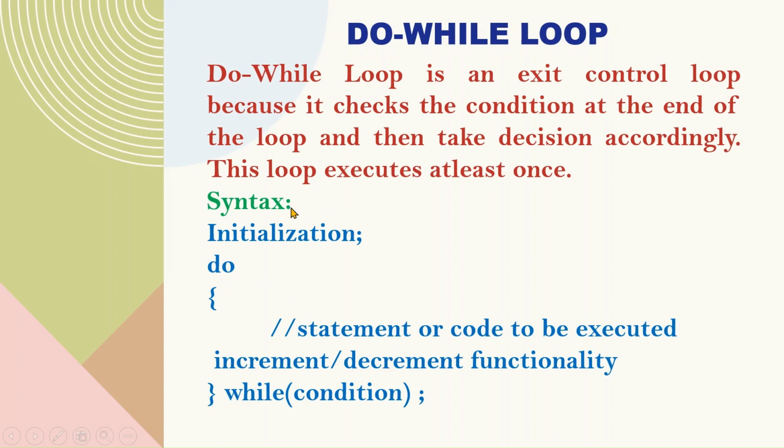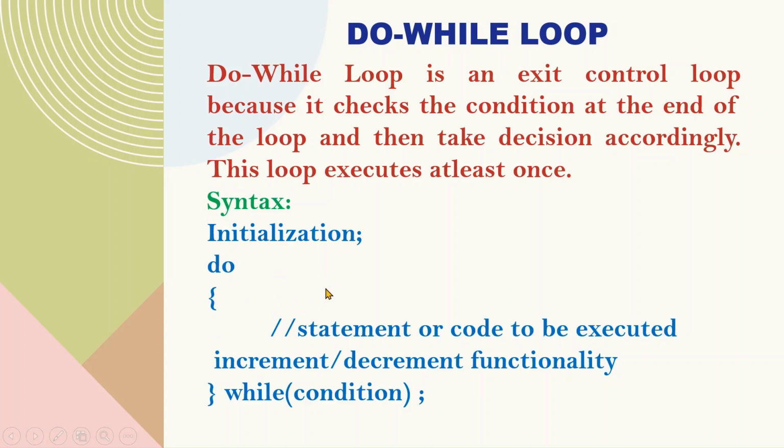So here you can see the syntax also. We have an initialization, then the do block is going to start, and you can see the open brace and close brace is a block. The statement to be executed you need to write here, followed by the incrementation or decrementation functionality. Then at the time of exiting we write the condition. That's why it is called exit control. That means at least once this particular do block gets executed.